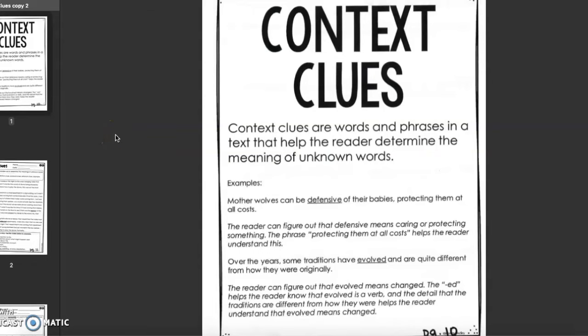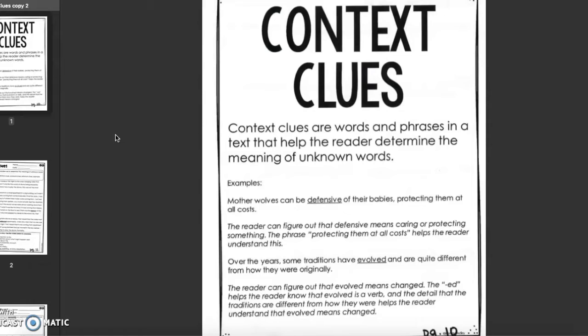Today is context clue day. You should have pages 10, 11, and 12 of your ELA packet in front of you. We're going to go through the anchor chart, the reading, and the questions just like we've done every day so far, and then you will complete the quick check on Canvas.